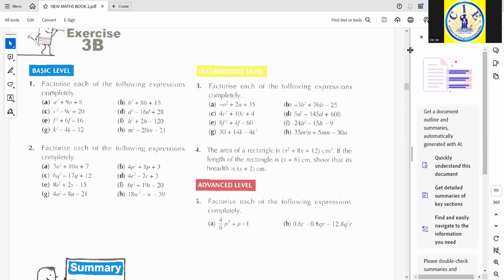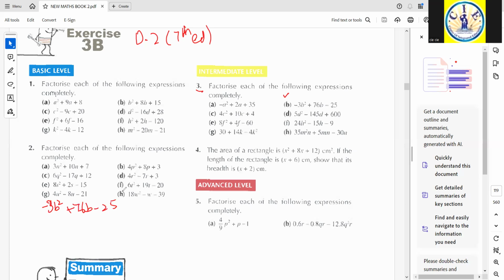Now we are going to solve question number 3 of exercise 3B from D2, seventh edition. I'm going to solve its part B first, which is negative 3b square plus 76b minus 25.